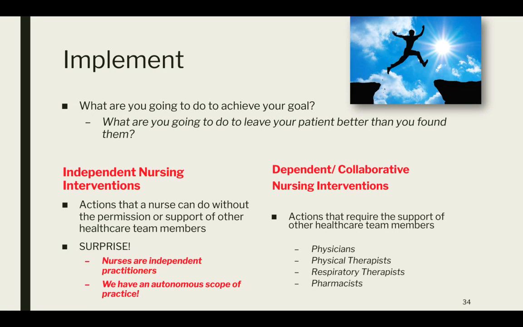Our dependent or collaborative nursing interventions are going to be something that require the support of other healthcare members. So these are the ones that we are enacting. Maybe we are triggering an action to make them happen, but we need help for these to actually occur. So maybe our patient has a broken bone and we need an x-ray. So we can talk to the physician, get an order for an x-ray, but we can't do that on our own.